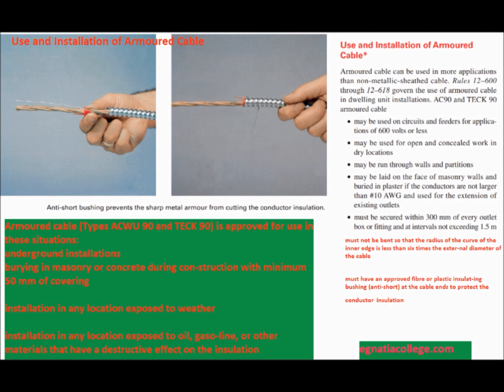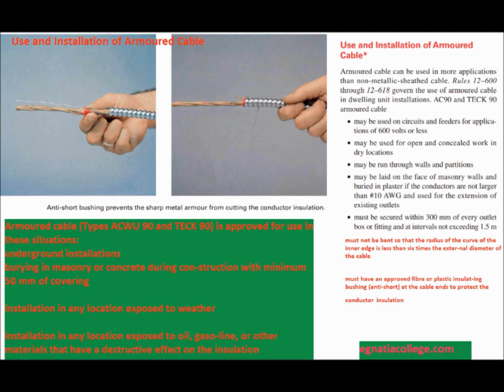Armored cable, types ACWU90 and TECK90, is approved for use in these situations. Underground installations. Burying in masonry or concrete during construction with minimum 50 mm of covering. Installation in any location exposed to weather. Installation in any location exposed to oil, gasoline, or other materials that have a destructive effect on the insulation.